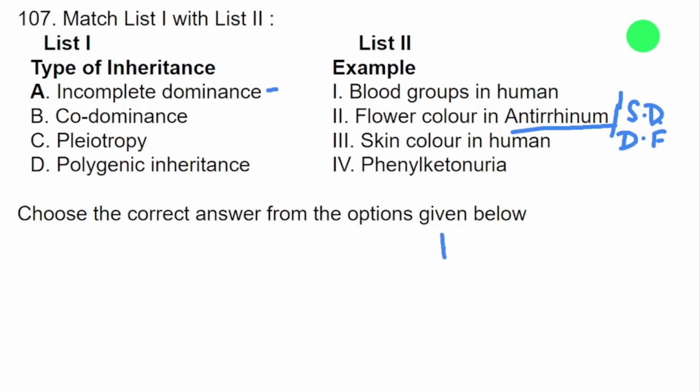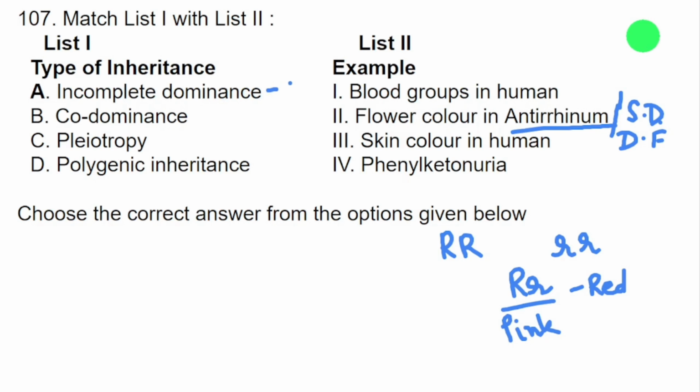That means we have red flowers and white flowers. So the heterozygous condition, ideally in case of complete dominance, heterozygous is also red. But in case of Antirrhinum, flowers were pink in color, indicating that the capital R allele, the dominant allele, is not completely dominant over the recessive one, and hence the name incomplete dominance.